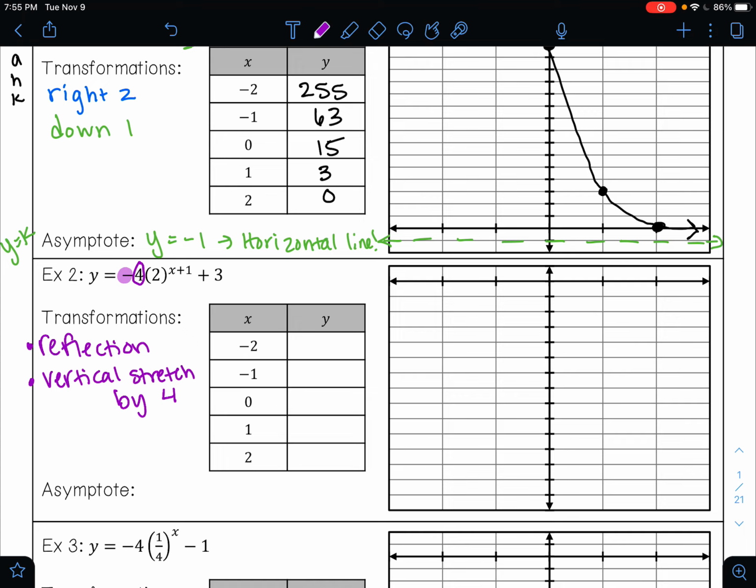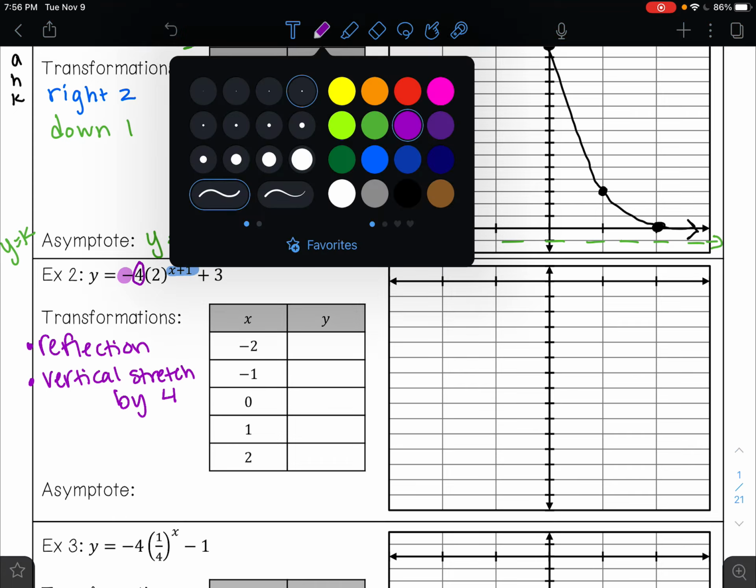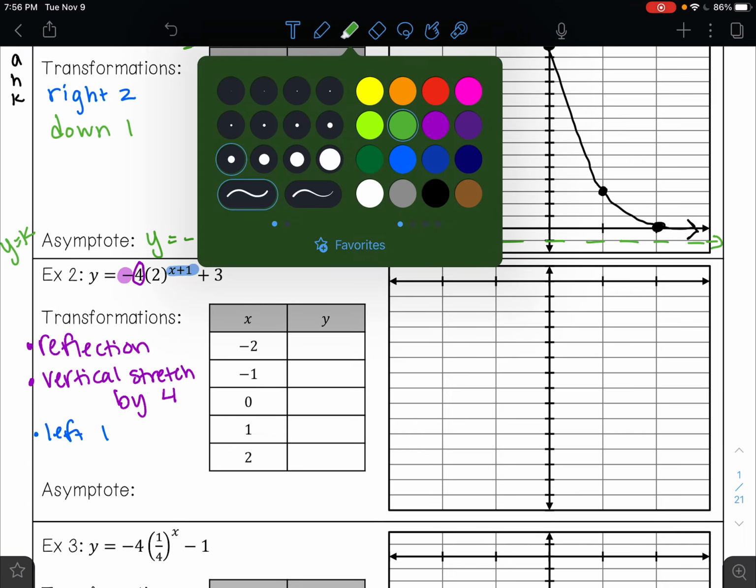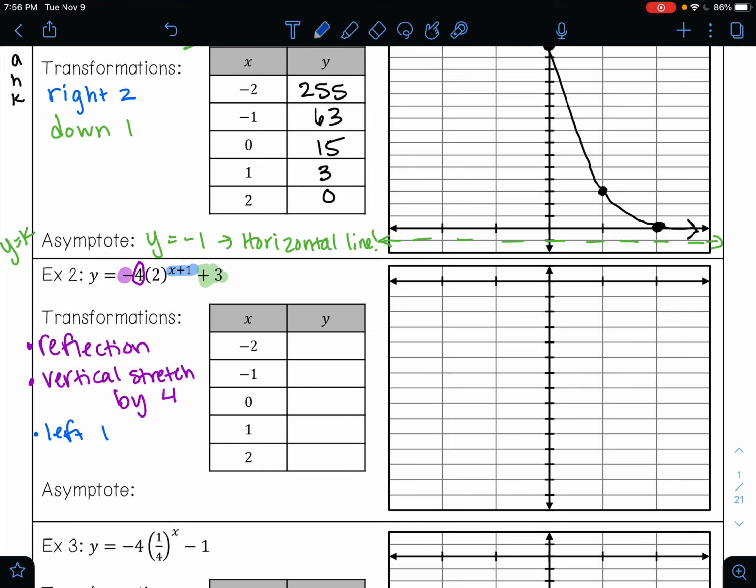In my exponent, I have x plus 1. That tells me that this graph is going left 1 unit. And then my k value is +3. That tells me that this graph went up 3 units.